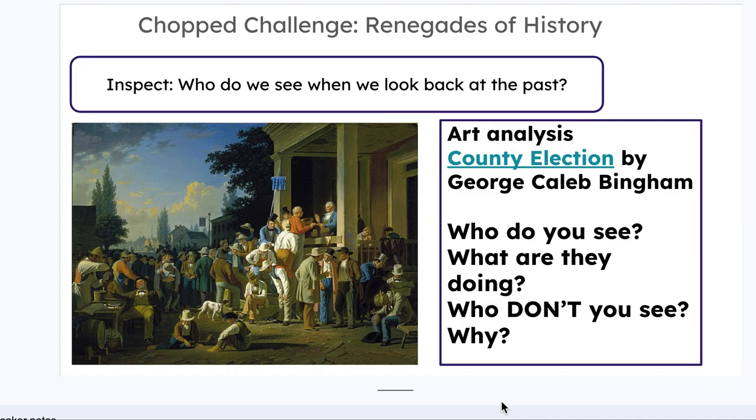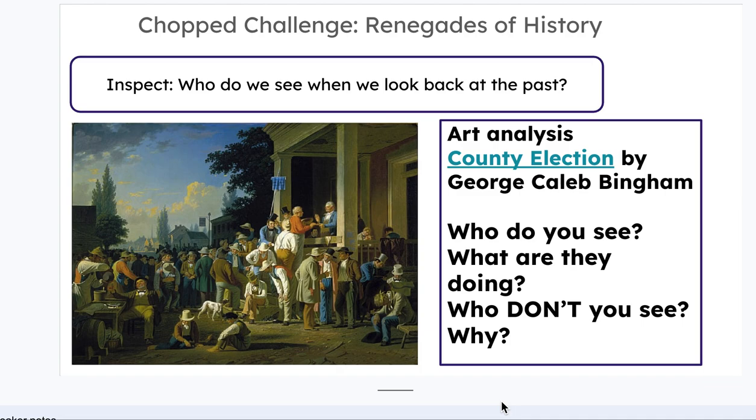But then they really enjoy the question of who don't we see? Who isn't included? And then that's a good time to explain a little bit of context, that this was an election and who's not allowed to vote. And it's a way of introducing them to a certain time period.